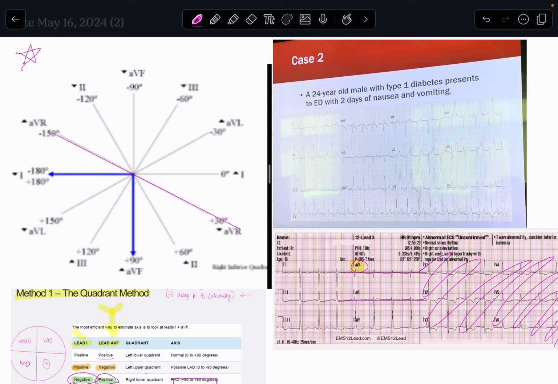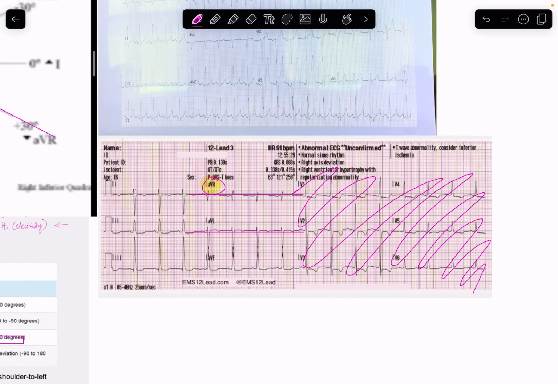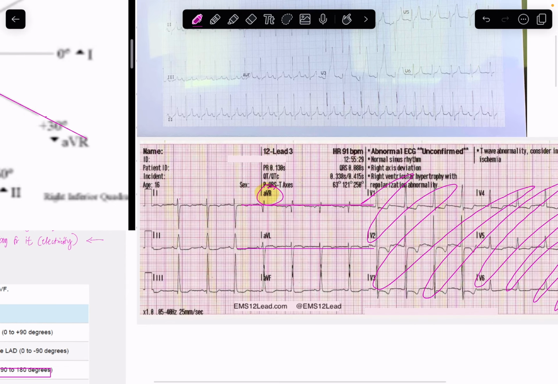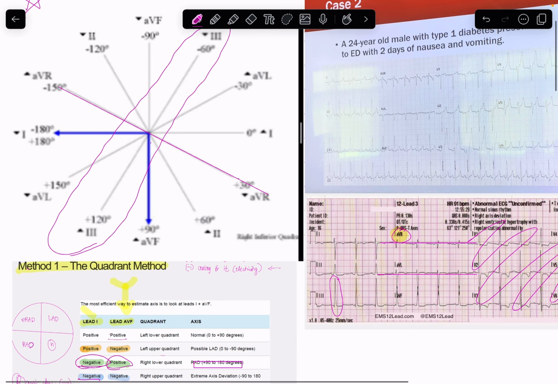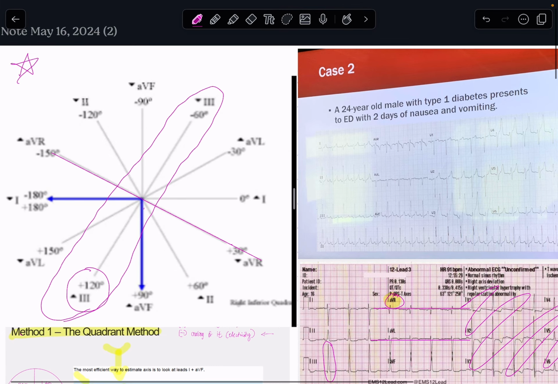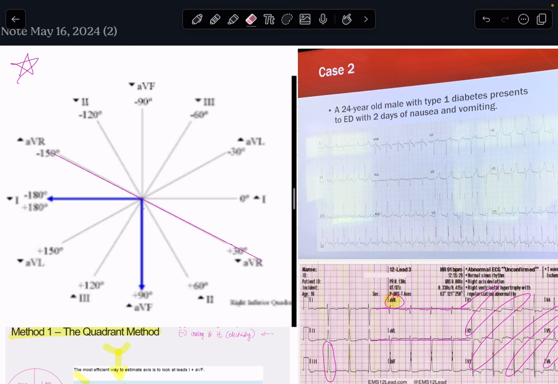Now the next step is to find the perpendicular line. That is lead 3. So look at lead 3. Is it positively deflected? Yes, it is positively deflected. So we use 120 since it's positive. If it's negative, then we use negative 60, but it's positive, so we go here. So it's 120.